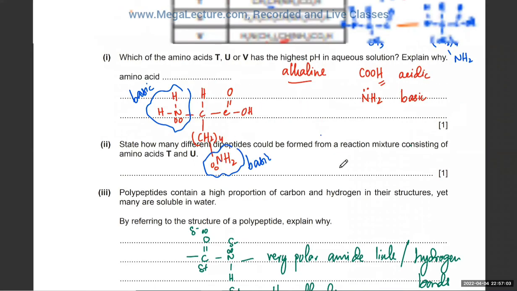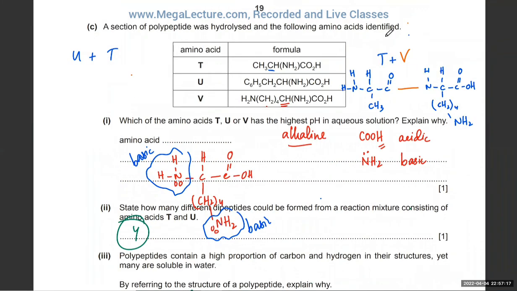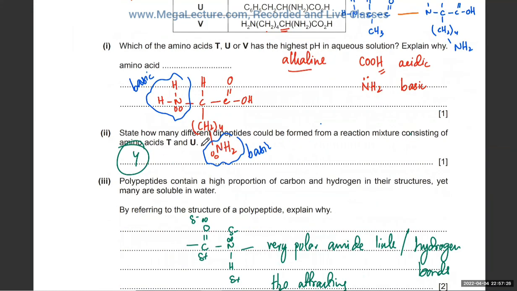State how many different dipeptides could be formed from a reaction mixture consisting of T and U. So how many are possible? It could have been T with T and U with U as well. So that was 4 actually. We just did U plus T and T plus U. It could have been U plus U and T plus T as well. So there were actually 4 dipeptides possible if you have a mixture of T and U in a solution. Is that clear as well?